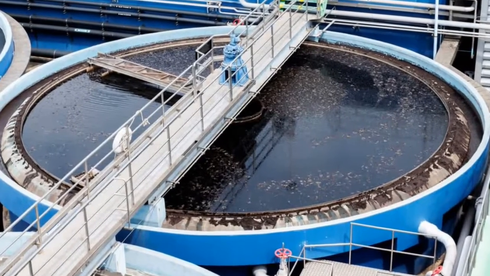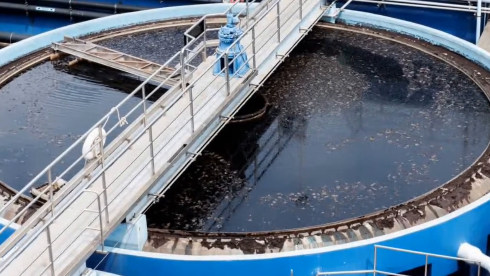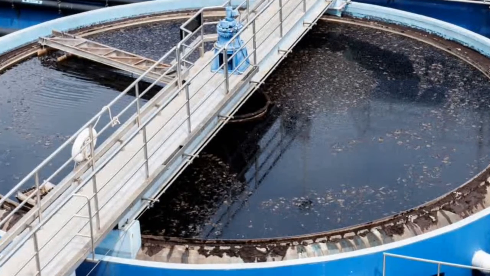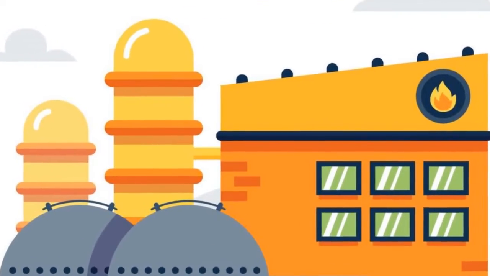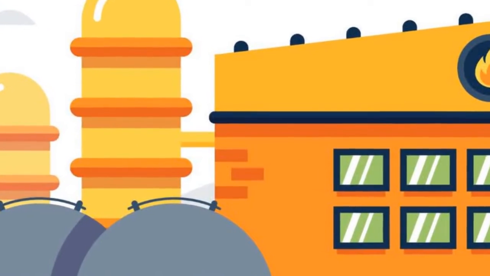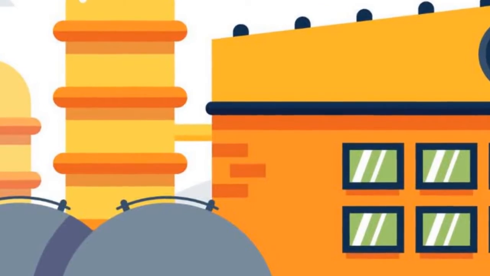Finally, anaerobic sequencing batch reactors, ASBRs, are a type of anaerobic digester that is used for treating sewage. ASBRs have a number of advantages over other types of anaerobic digesters, including their ability to handle variable feedstock concentrations and their comparatively small footprint.